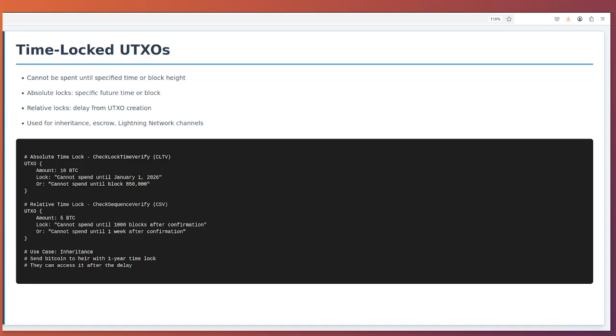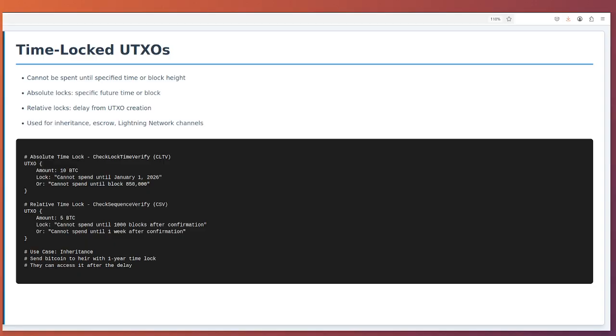Relative time locks specify a delay from when the UTXO was created, like 1,000 blocks after the UTXO was confirmed, or about 1 week. Time locks are implemented in 2 ways. Check Lock Time Verify, or CLTV, is an absolute lock embedded in the UTXO's locking script. The UTXO simply cannot be spent until the specified time. Check Sequence Verify, or CSV, implements relative locks, also in the locking script. There's also transaction-level time locks using the nLockTime field, though these work differently and are less commonly used for UTXOs.